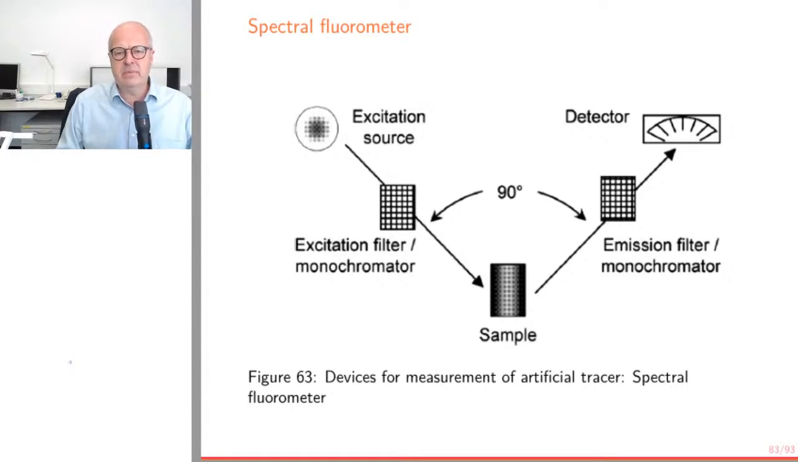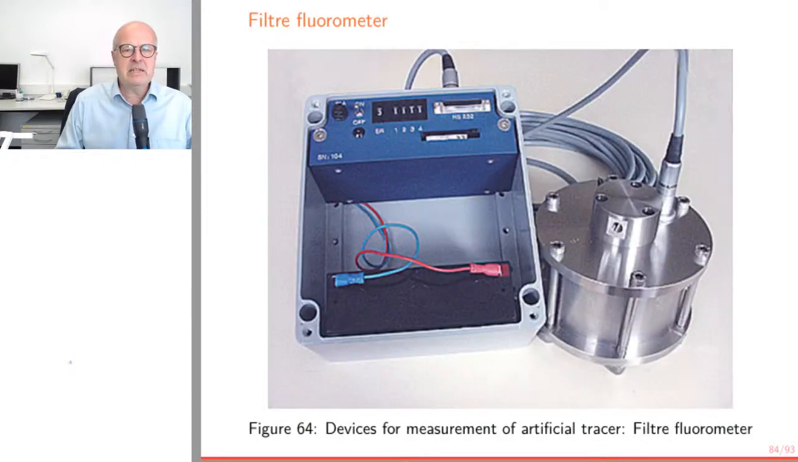The lamp sheds light on the sample, and you usually measure at a 90 degree angle to avoid direct scattering or absorption or reflection, and just get the fluorescence. The fluorescence then goes through a filter or a monochromator, which is a prism, to the detector. There are some nice field devices like the GGUN from Switzerland, with which you can measure in rivers or in boreholes, which are basically filter fluorometers.